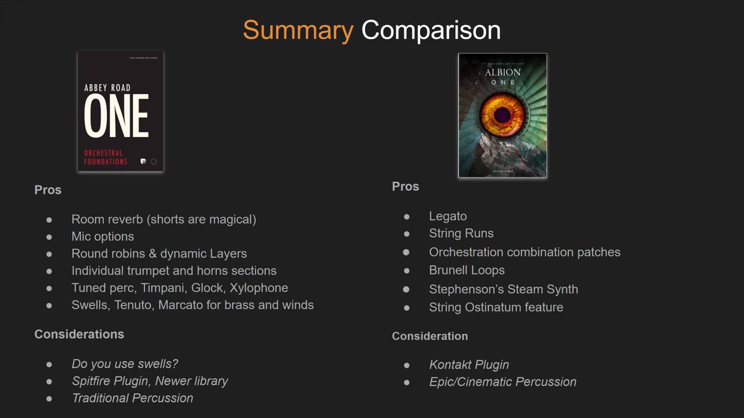Other considerations here. Now, I put considerations on both sides where I thought they're not really benefits over the other library. I think they're just more up to your taste or whether it's valuable for you. For me, the swells, I didn't know whether to put it in the pros or just leave as a consideration here. I don't, because personally it's not a value to me. I barely use it. Spitfire plugin versus the Contact plugin. The Contact player still works with Albion One, so it's not like you had to spend extra money to go and use that.